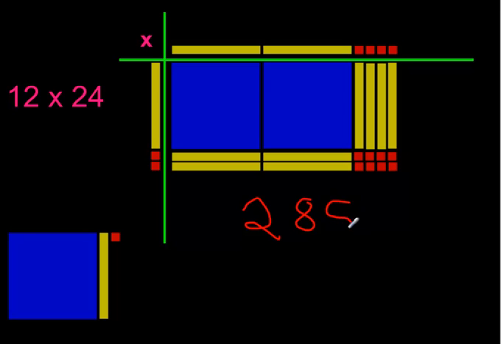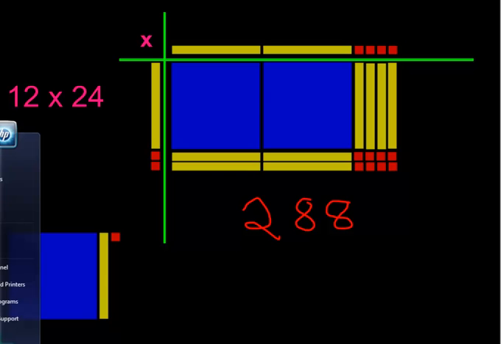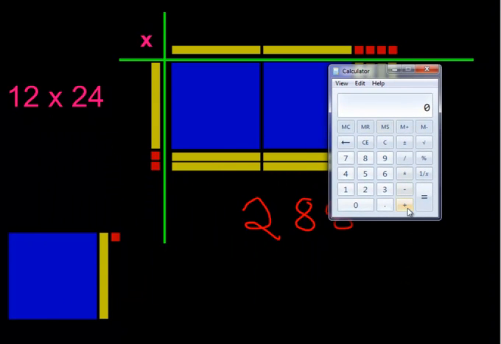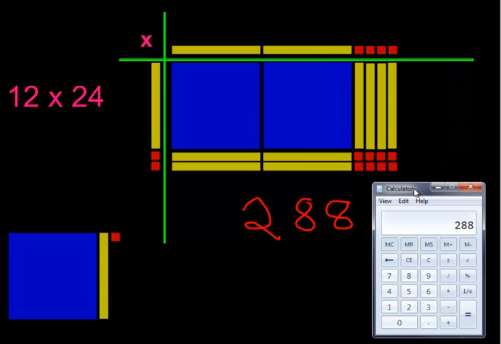I'm just going to bring up a calculator so we can take a look at this. We have 12 times 24 equals 288. So that's just checking it out. And that's how you use base 10 blocks to multiply and show that.